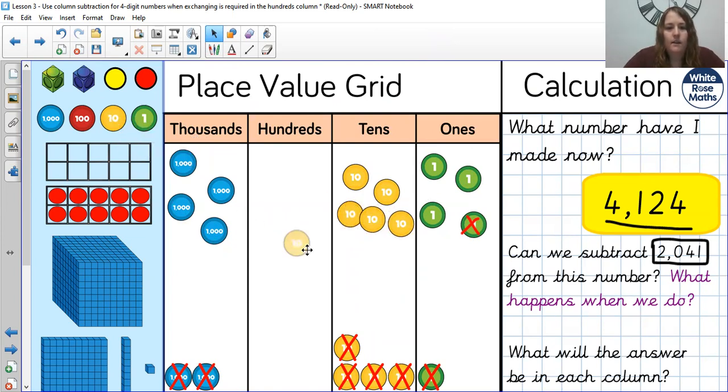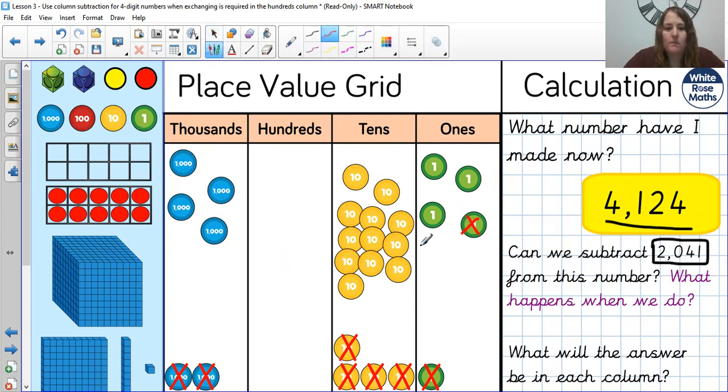1, 2, 3, 4, 5, 6, 7, 8, 9, and 10. And again, you can see that there are now no hundreds, even though there was a 100, but we now have 12 tens, so it still represents that same number. And then I can continue with my subtracting.